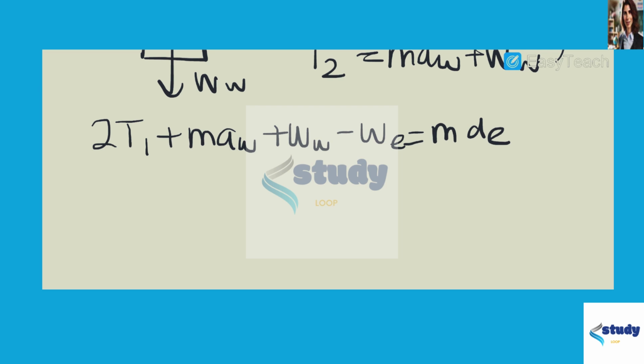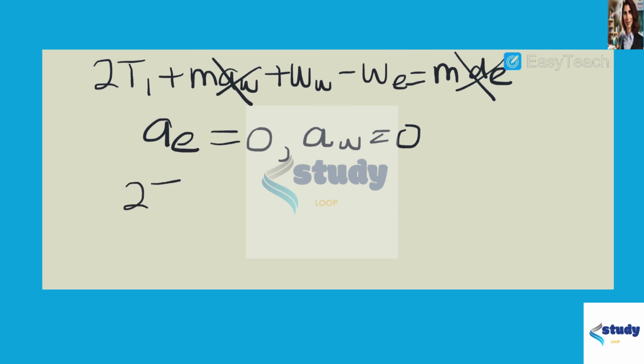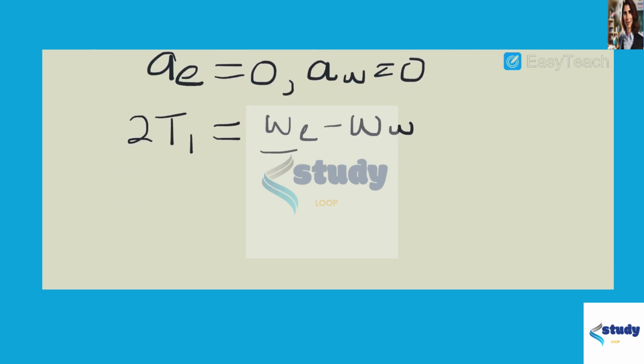Now, remember that for situation 1, the elevator is moving at a constant velocity downward at 1 feet per second. So the acceleration of our elevator is going to be 0, as is the acceleration of our counterweight. These two terms conveniently are going to be 0 for us. So we can solve for tension: 2 times T1 is equal to the weight of the elevator minus the weight of the counterweight. We know these two quantities, so we solve that T1 is equal to 2,200 pounds.